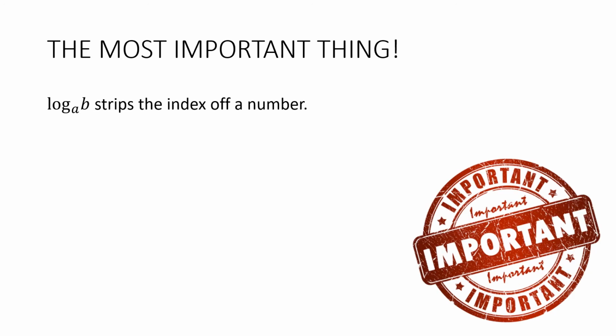So let's recap. We learnt that logarithms strip the index of a number. But here's the most important thing. This is the thing I want you to take away from this video. This is what log base a of b means. It means a to the power of what gives us b.